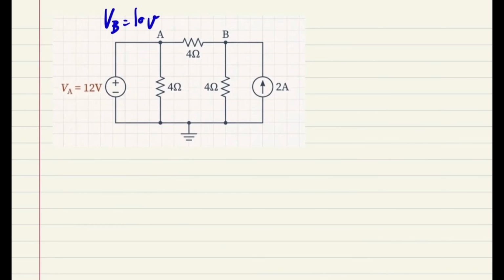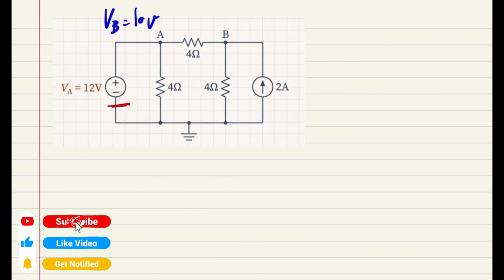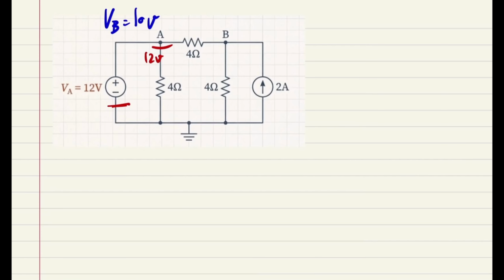Again, for VA, at this point, I have a problem. This problem is that I have a voltage source in one of the branches, so it means that I have to use the supernode. But wait, I know one thing for a fact, that VA itself is going to be 12 volts, right? Because VA is in parallel with the 12 volt source and the ground. So VA is simply 12 volts.